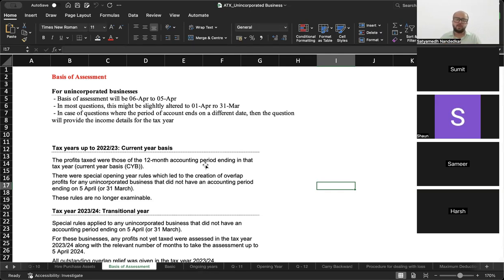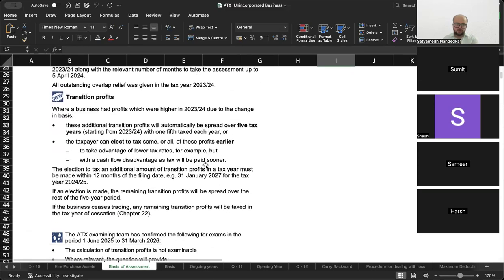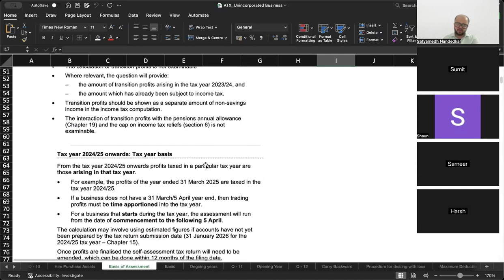So, one small point that we discussed in the last lecture was about the basis of assessment rules, wherein I told you that earlier the rules were pretty complex. There were different rules for first year, second year, third year, fourth year. And then there were certain overlap profits and all that used to be created. But in this case, the calculation is different because now the basis of assessment has changed. All those confusing provisions have been removed. And now in the year 24-25 onwards, the calculation is pretty straightforward.